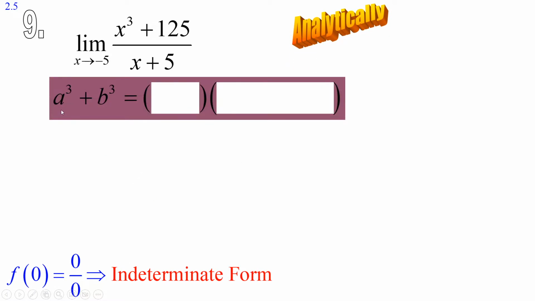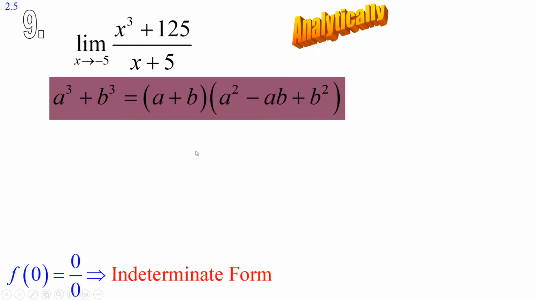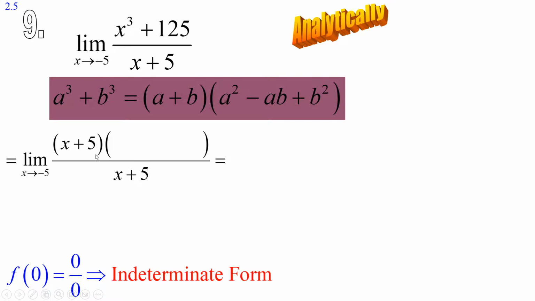Okay, what are the factors of the sum of two cubes? Well, a cubed plus b cubed would be a plus b times a squared minus ab plus b squared. So let's factor. So a plus b here would be x plus 5, and you notice the common factors there will cancel. And then we have an x squared minus 5x plus 25.